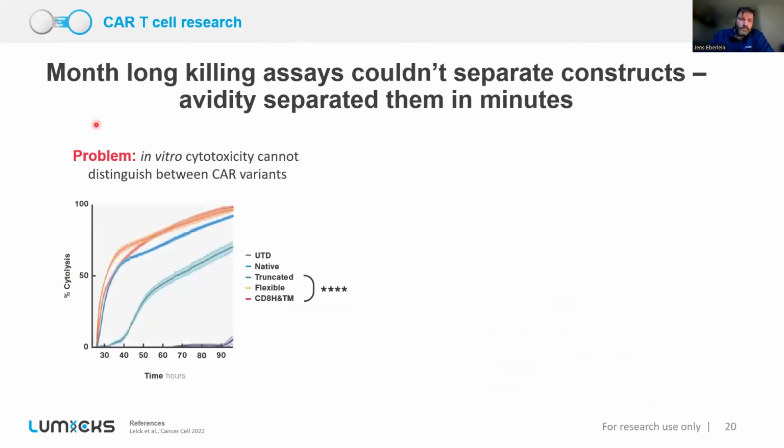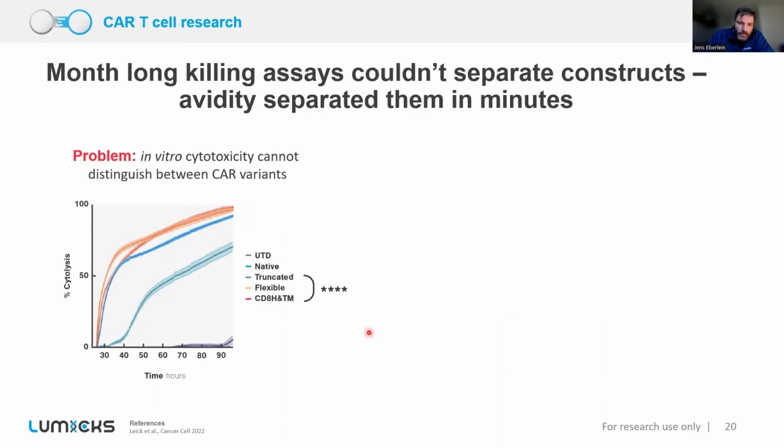So they went on to look at various assays, and one of them is shown here, where they did a serial stimulation assay over 28 days, followed by a killing assay. And as you can see, after all this work, essentially all of the constructs are lying on top of each other. So the assay cannot differentiate between the different CAR designs, with the exception of the truncated version here, which performed poorly in killing.